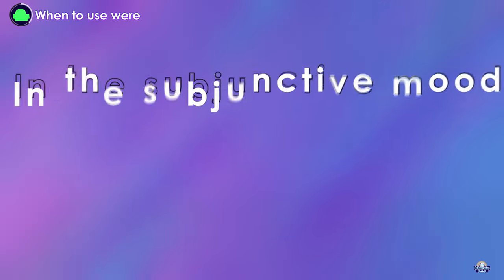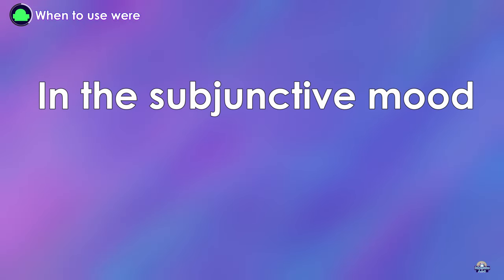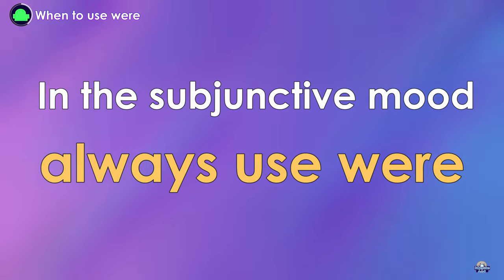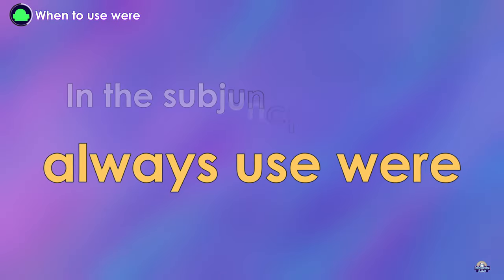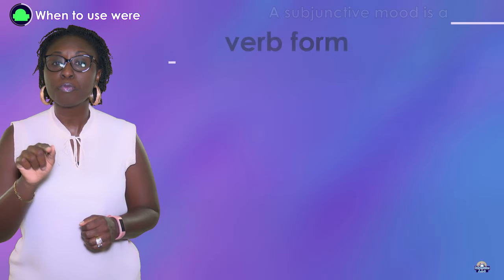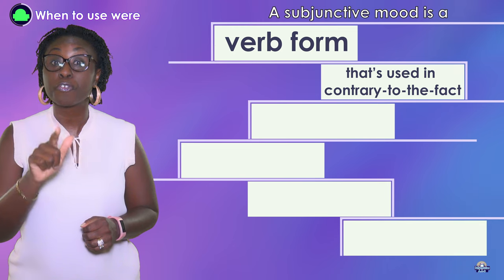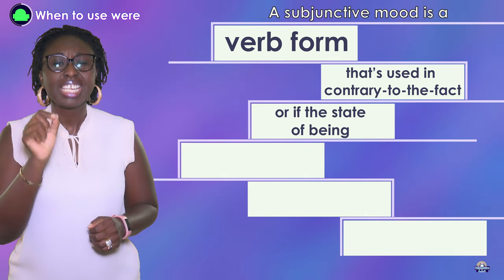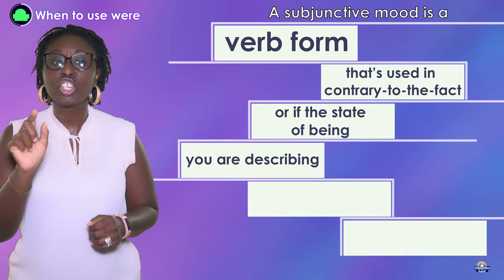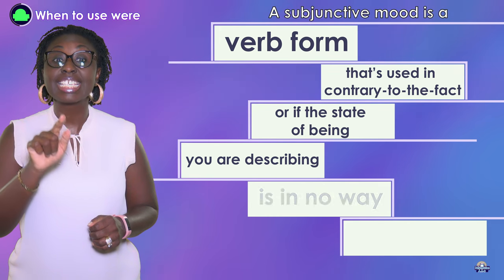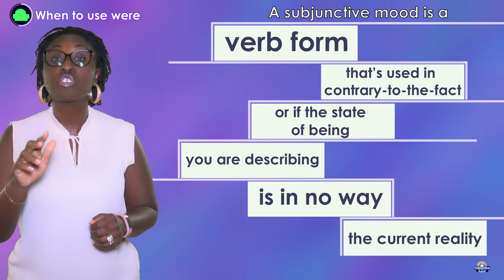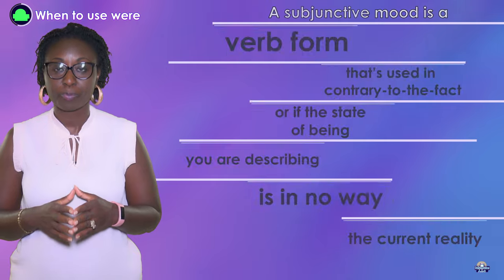In the subjunctive mood, always use were. A subjunctive mood is a verb form that's used in contrary to the fact, or if the state of being you are describing is in no way the current reality.